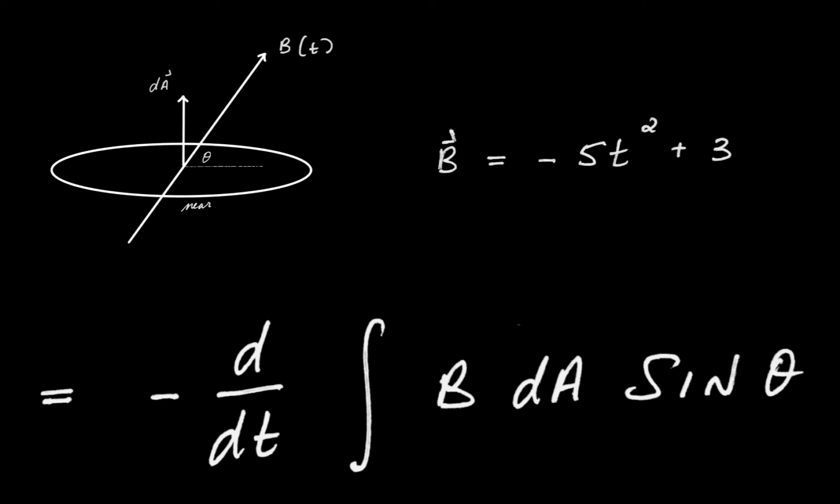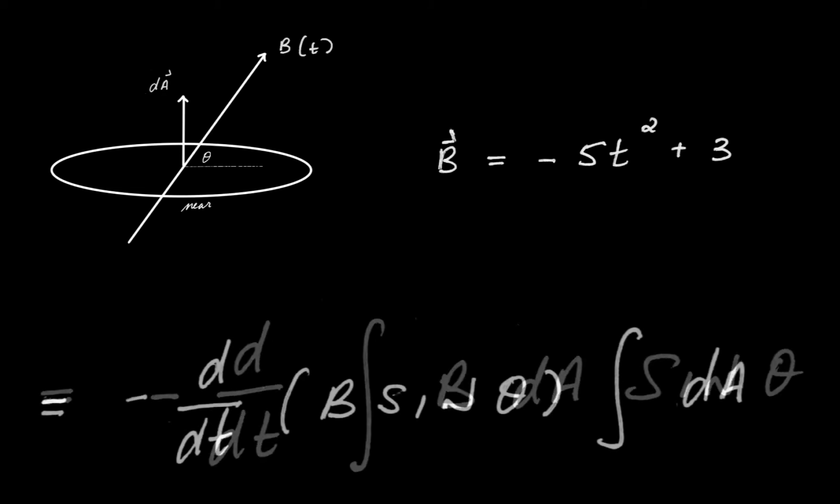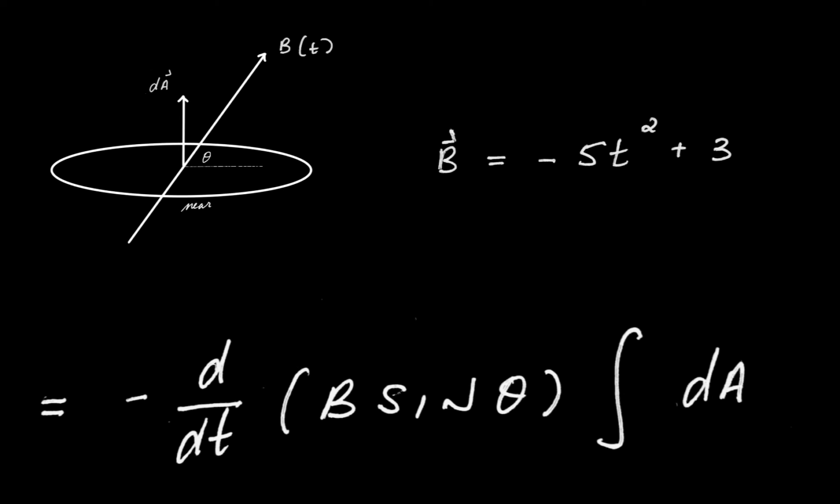And so to show that, I'll put an algebraic step here where I write that the induced EMF is the negative of the derivative with respect to time of, I'm going to put parentheses. I don't think I've ever done that before, but there you go.